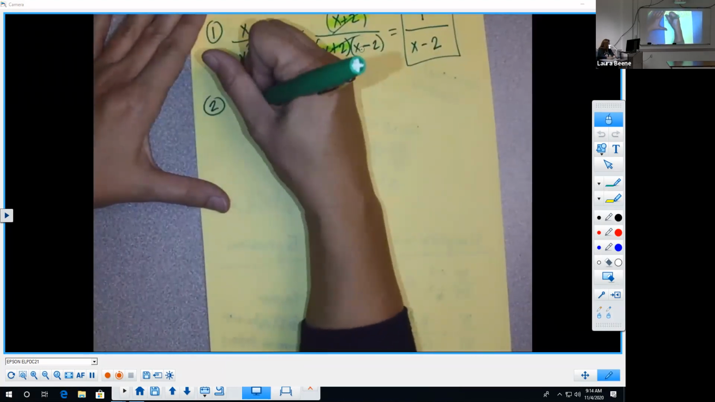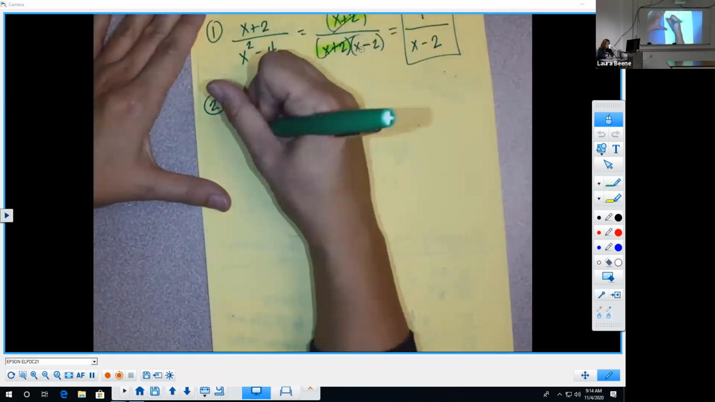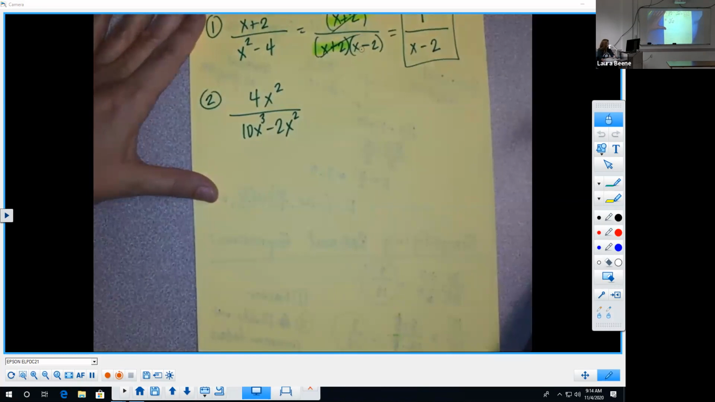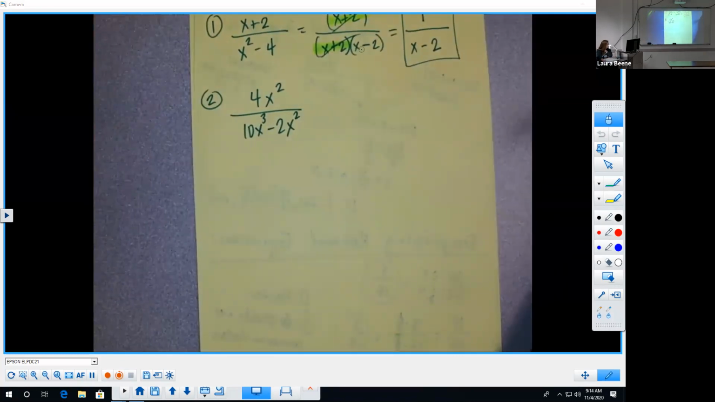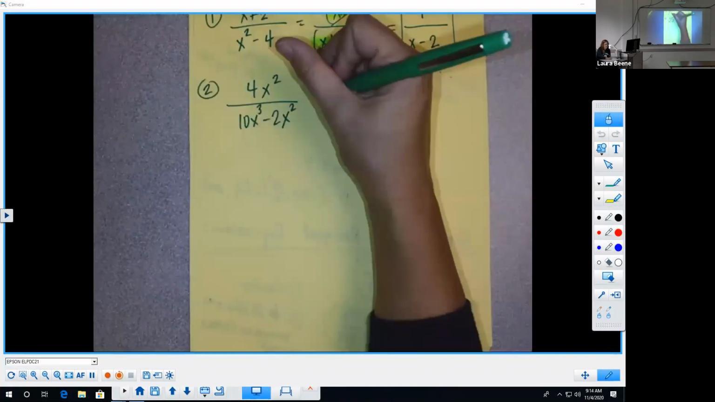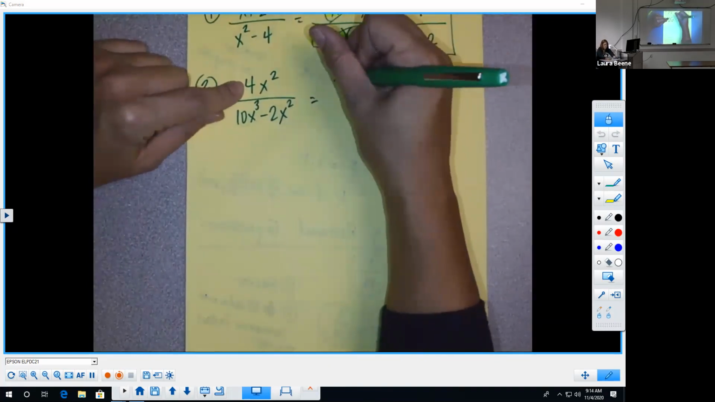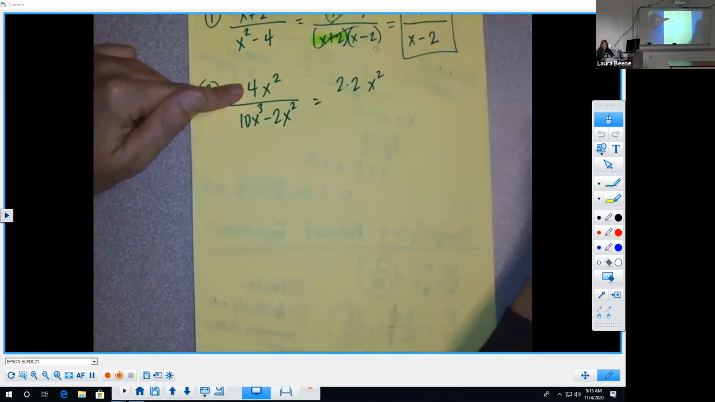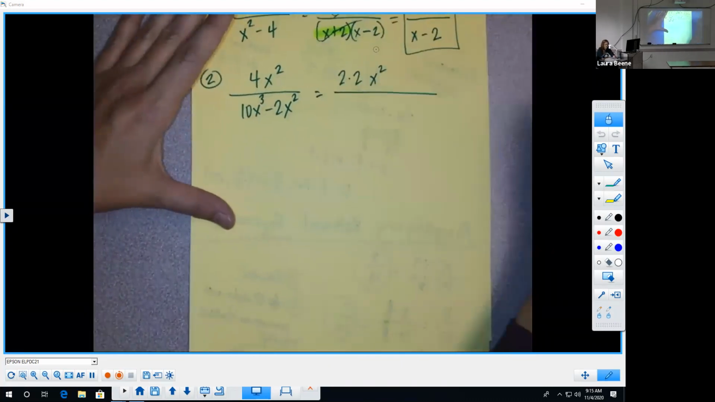Okay, what about if I had this problem? 4x squared over 10x to the third minus 2x squared. Okay, look at the top. Can you factor the top? No, there's no way to factor this. I could, if you wanted to, rewrite 4 as 2 times 2. You could write x squared as x times x. Same idea, right?